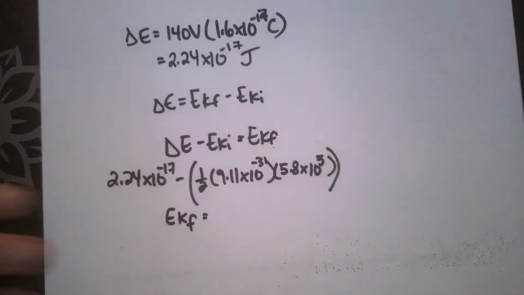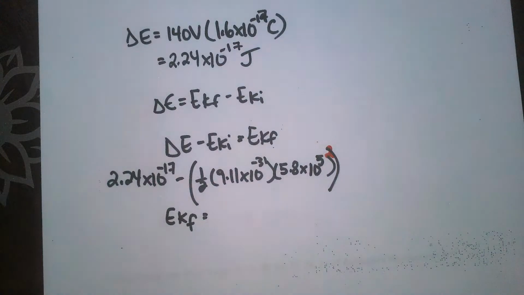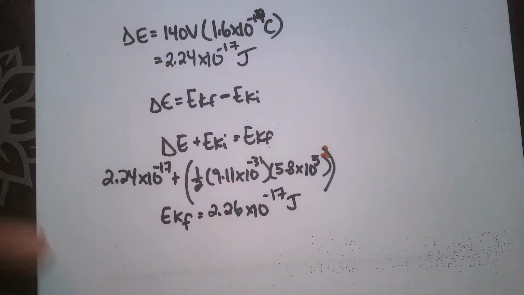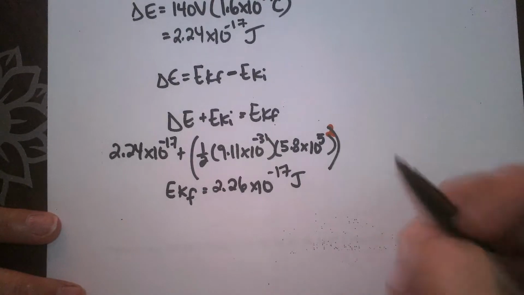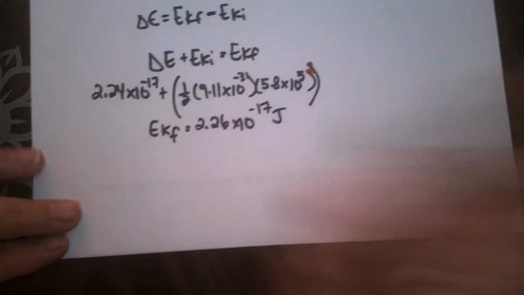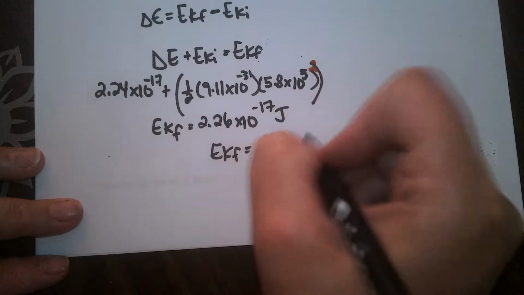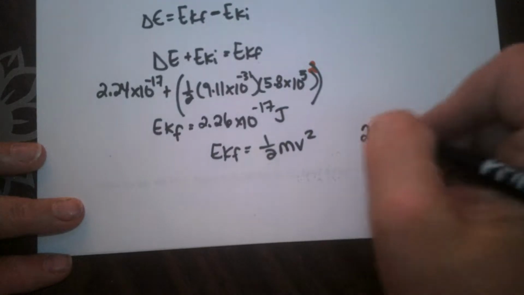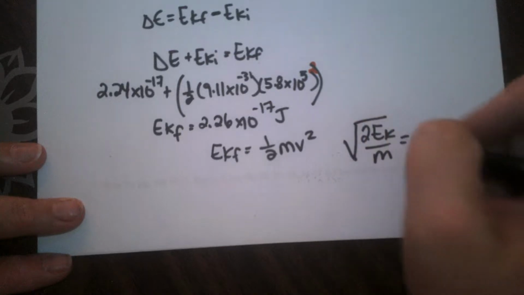Oh, this is squared. Don't forget to square your velocity. All right, 2.2255 times 10 to the negative 17. Now I can solve for my final velocity because I have EKF is equal to 1/2 mv squared. So when I rearrange the formula, I'm going to get 2EK divided by m, all square rooted, is going to be equal to my VF.